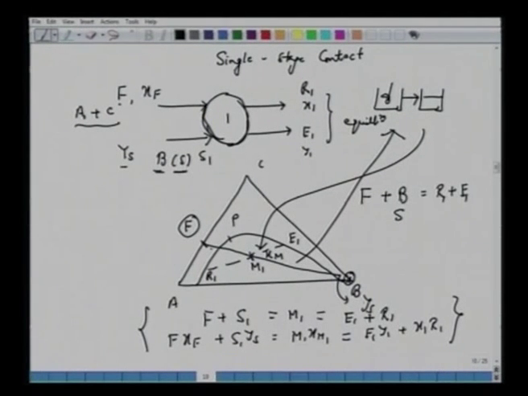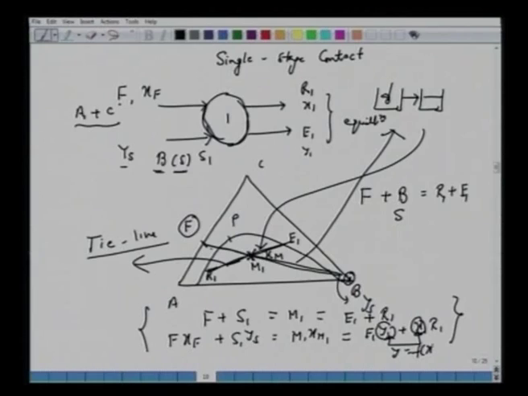One mixing rule we are applying in two contexts. One is mixing of feed with the solvent, and then separation between R and E. All of this, they have to intersect at one line, because this M satisfies this mixing as well as M satisfies this separation, and that's the tie line. Y1 and X1, they are connected with the equilibrium curve here. So this becomes our basis for our discussion for stage operations.